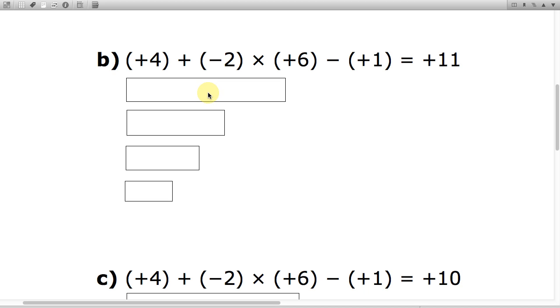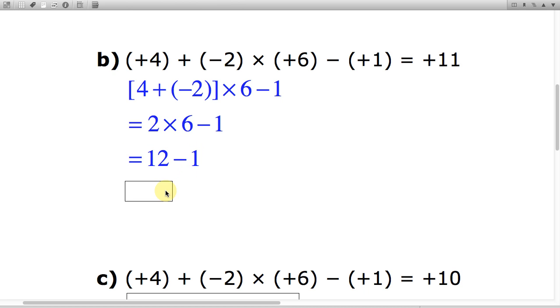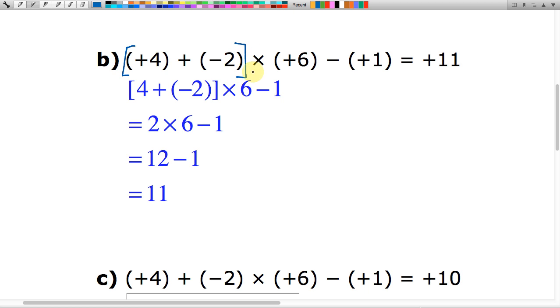Alright, so let's see if you've got it right. Here's where the brackets go this time. 4 plus negative 2. When you are forcing the 4 to be added with the negative 2 first, you get 2. And if you multiply that by 6, you get 12, and take away 1, that's 11. So, putting the brackets around the first operation will make this equation true now.